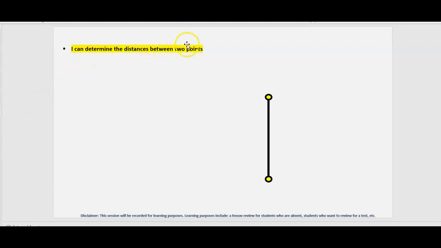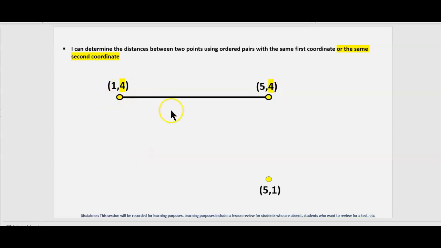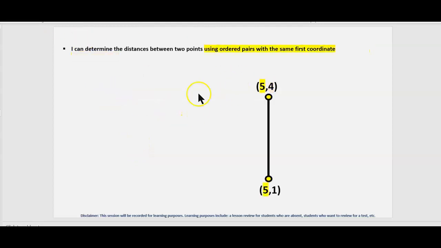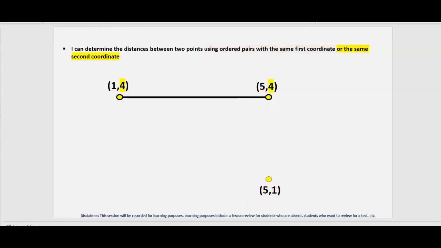So you can determine the distance between 2 points. Well, we can get a ruler out, measure this. That's one way. Or you can look at the coordinates, right? Because we're talking about in a coordinate plane. And so, what would the distance be? Notice that in this one, they both have the same x value. And then in this one, they both have the same y value.